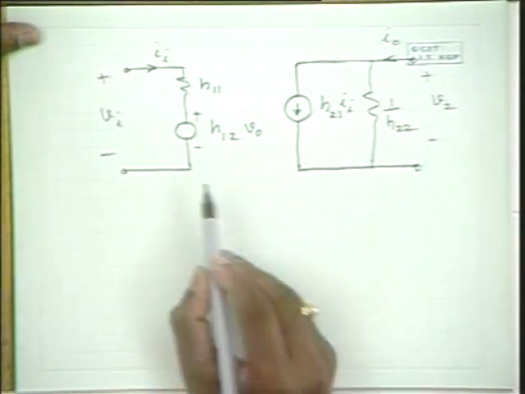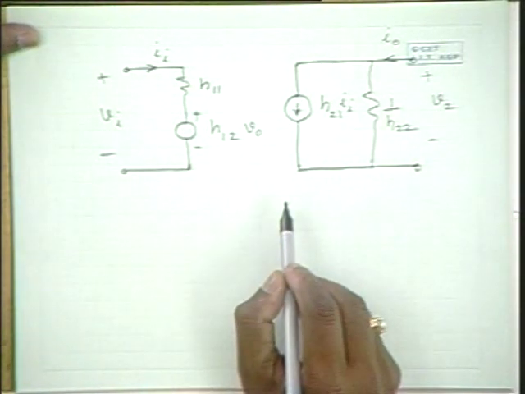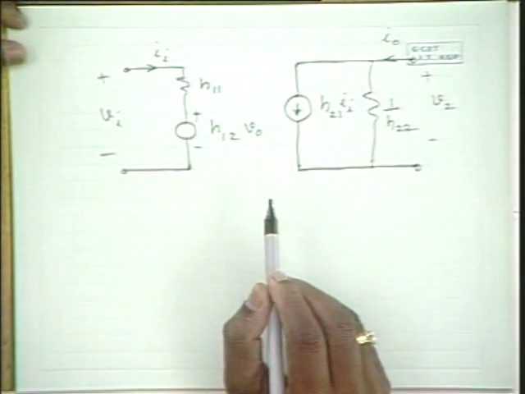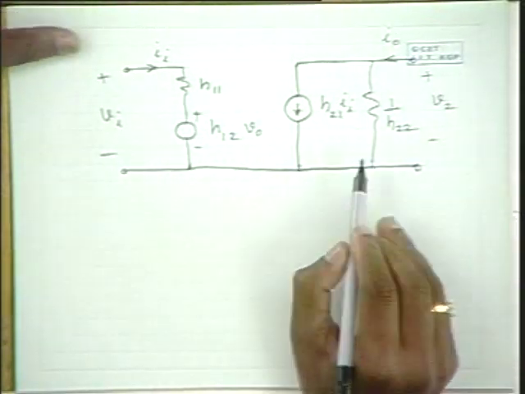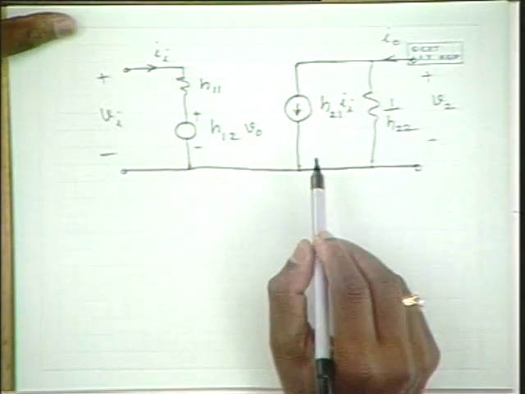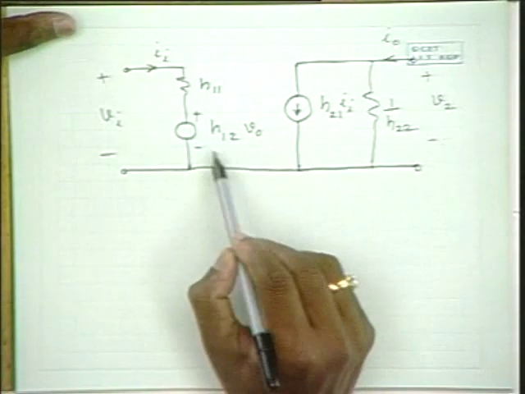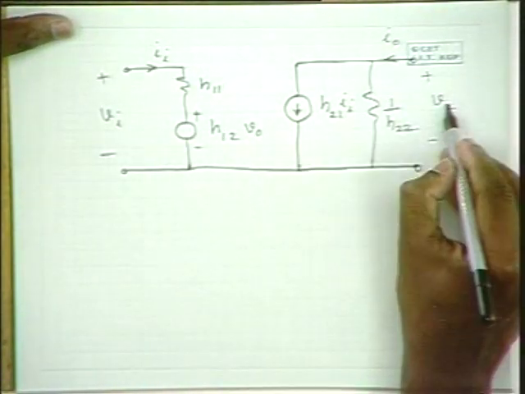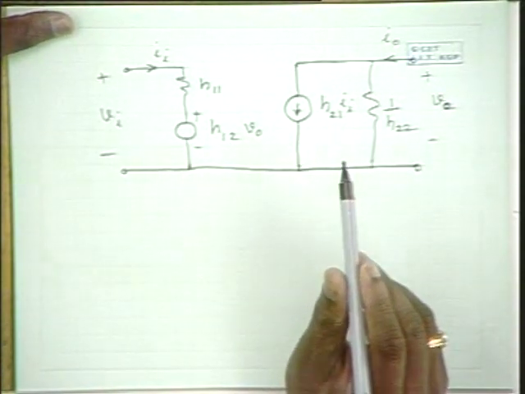Now, if one of the terminals is common to both input as well as output, which is usually the case in many circuits and particularly transistor circuits, then there is a connection between them. If they are not common, of course, these two are isolated in the diagram itself. Because it has dependent voltage sources which are related to the output voltage and input current and so on, they are related, they are not independent.